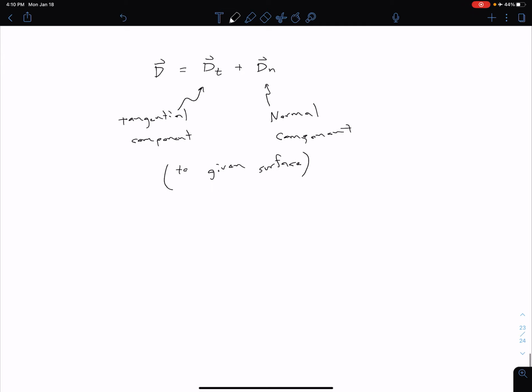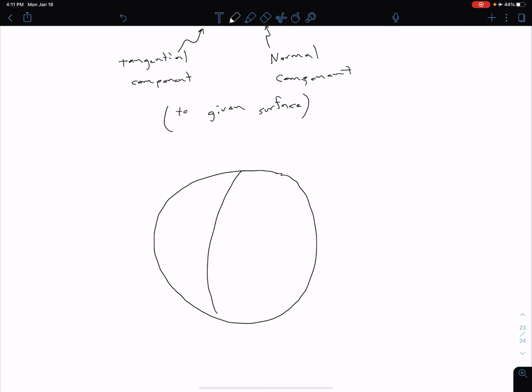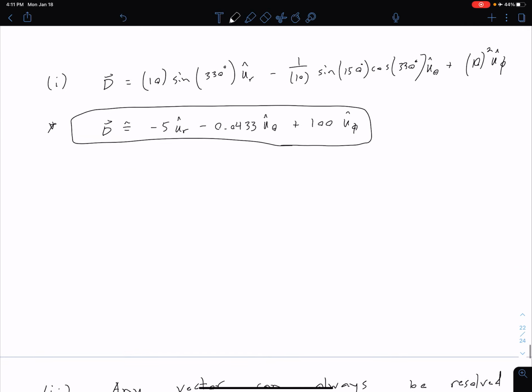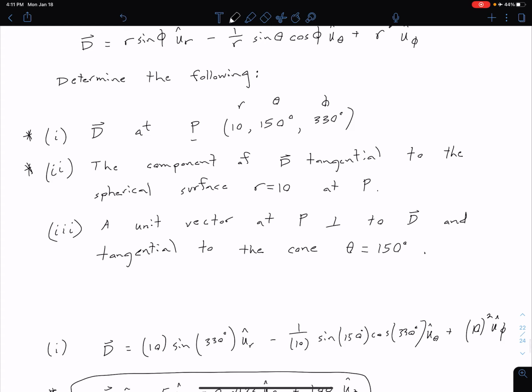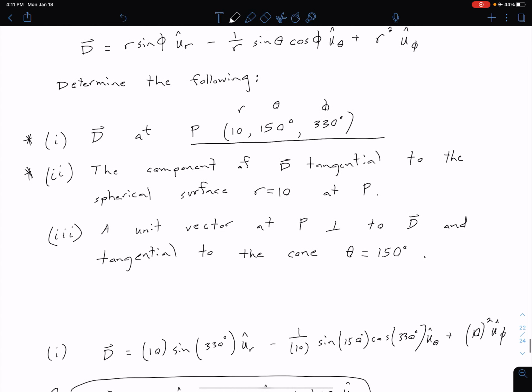So what we're talking about here is a spherical surface. Not a great artist, but let me roughly draw this. We've got a circle here, and then of course it's sort of 3D, so we have something that looks like this. And we're saying that this is r equals 10. So it's a sphere with radius 10. So at this point, D, which is -5 in r direction, 0.043 in our theta, 100 in our phi, corresponds to this point here. Sorry, that previous thing was our vector value. So it corresponds to this point here. We want the component of that that is tangential to our spherical surface.